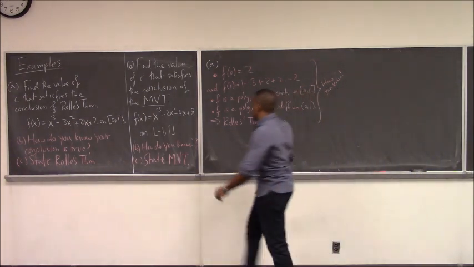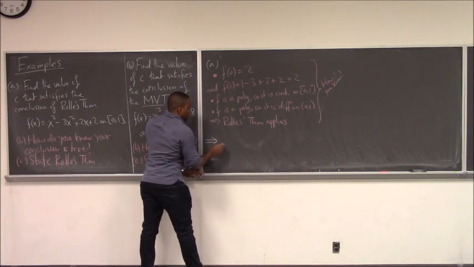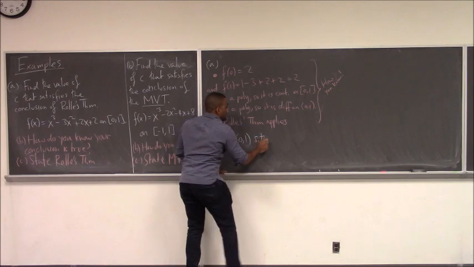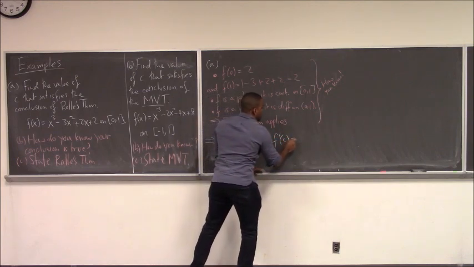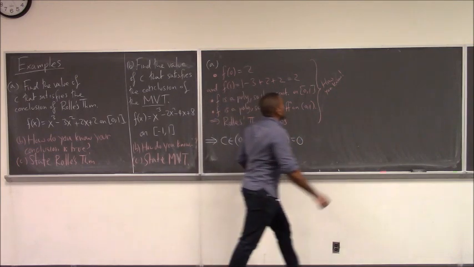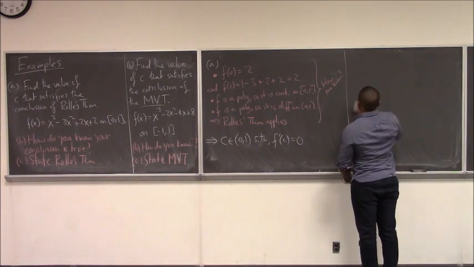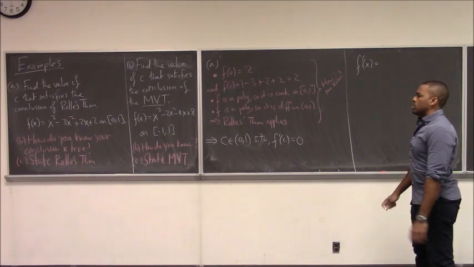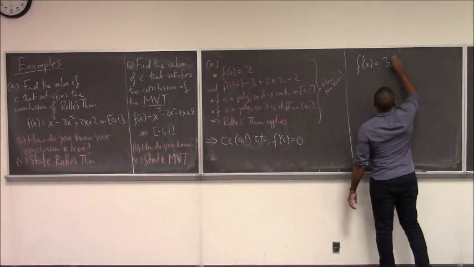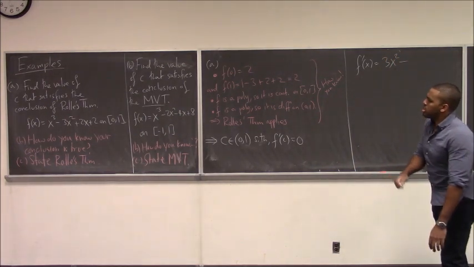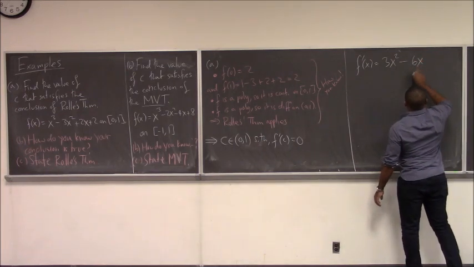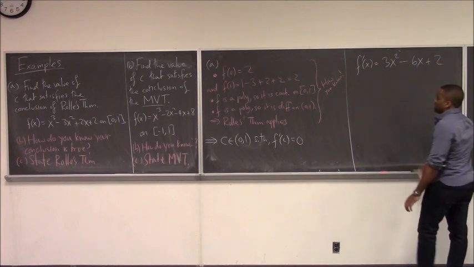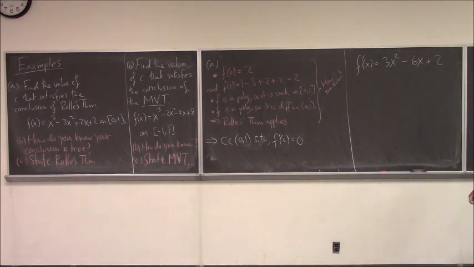That being said, we know there is a c in the interval (0, 1) such that f prime of c should be equal to 0. So all we're going to do is find the derivative. f prime of x is 3x squared minus 6x plus 2.